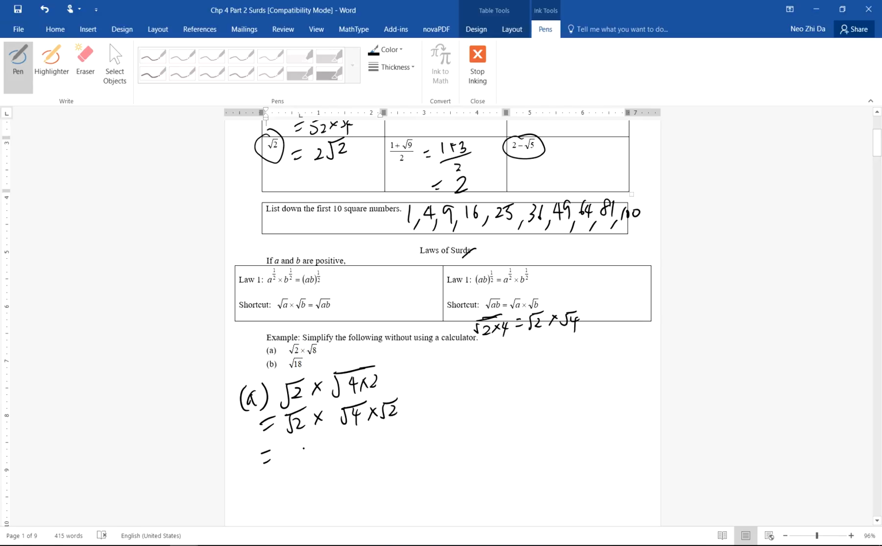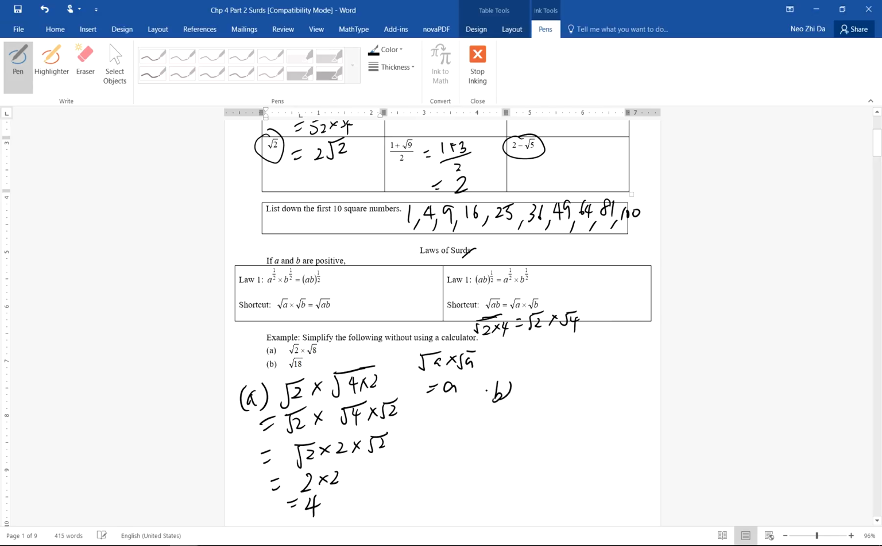This is 2. Okay, so square root 2 times 2 times square root 2. Now, square root 2 times square root 2, what is the answer? Key it inside a calculator. You will know that square root 2 times square root 2 is just 2. The answer is 4. So in general, square root a times square root a, the answer is just a.